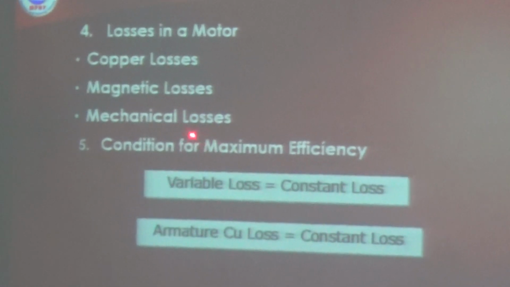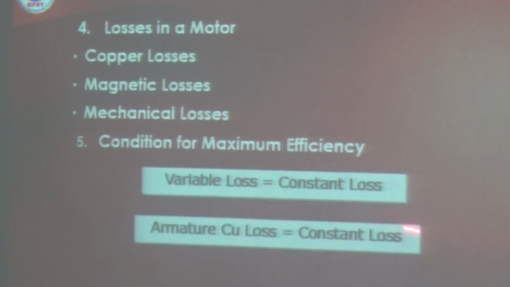So, ano ba yung mga losses no, sa motor? Copper losses, magnetic losses, and mechanical losses. Condition for maximum efficiency. So, for maximum efficiency, variable loss is equals to the constant loss. Ano yung mga constant loss? Core loss, friction loss, and kung may shunt field siya, pwede rin constant loss ang shunt field. So for the variable losses naman, that is the copper or armature losses. Not all copper losses are variable losses. Yung field, shunt field, itong shunt field sa iba yan.